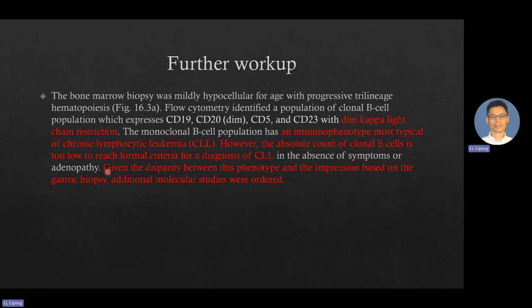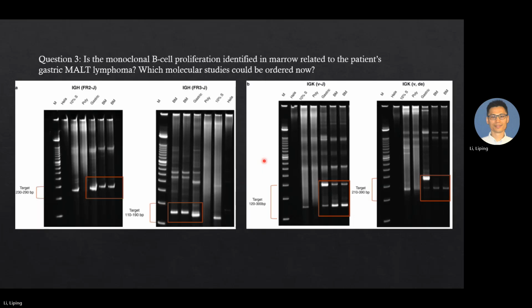We know this patient had MALT lymphoma, but in the marrow we could not find MALT lymphoma. We can find another kappa light chain restricted clone in the marrow, so we want to know what's going on. We compare the clonality test using the same patient sample from two different locations. Both of these tests show a really bright band.